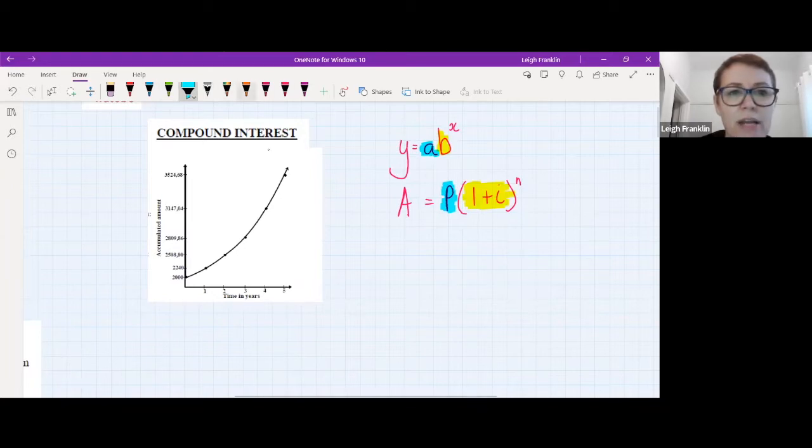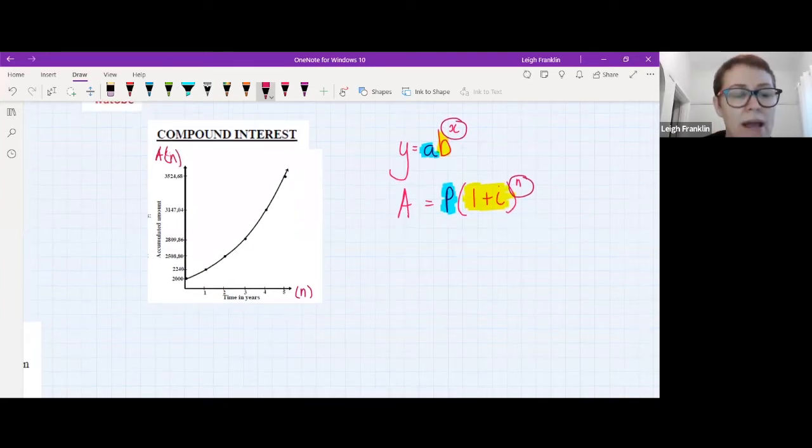So essentially what I'm saying to you is that our n is our x. So n is on the x-axis and A is a function of n, and that's why A of n, or A, goes on the y-axis. So years go in and accumulated amount comes out, and it makes an exponential pattern.